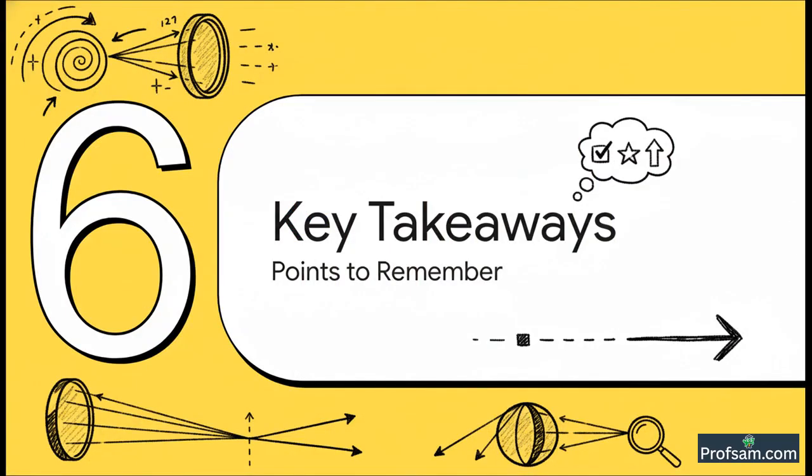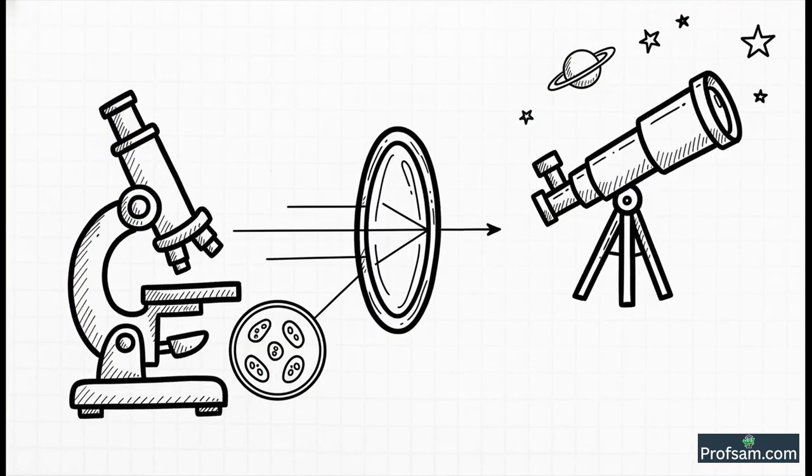Okay, we're almost at the finish line. Let's quickly summarize the most important points from today's lesson so they stick in your mind. First of all, why is this so important to learn? Because without understanding how lenses bend light, you can't understand how a microscope shows you tiny cells, or how a telescope lets you see faraway planets. This is the fundamental building block of optics.